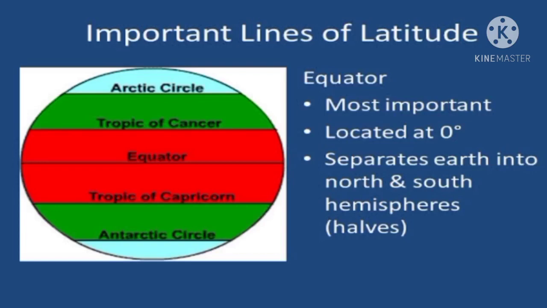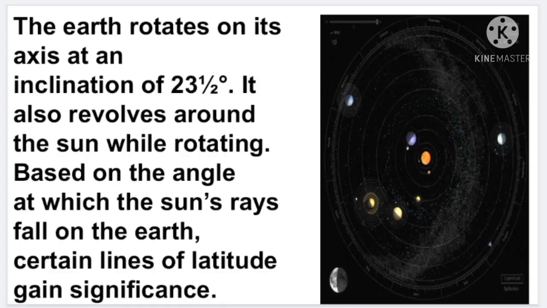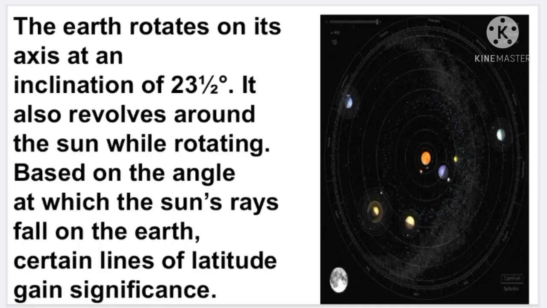Now let's see the important lines of latitude. That is the equator, most important, located at 0 degrees, which separates earth into north and south hemispheres. Students, these are the only regions on earth that can experience 24 hours of light or dark. The earth rotates on its axis at an inclination of 23.5 degrees. It also revolves around the sun while rotating. Based on the angle at which the sun's rays fall on the earth, certain lines of latitude gain significance.